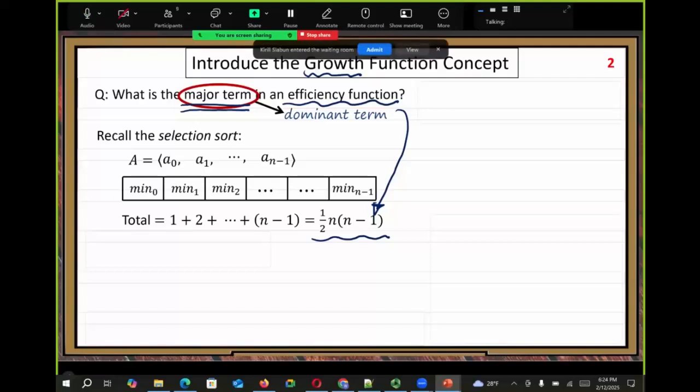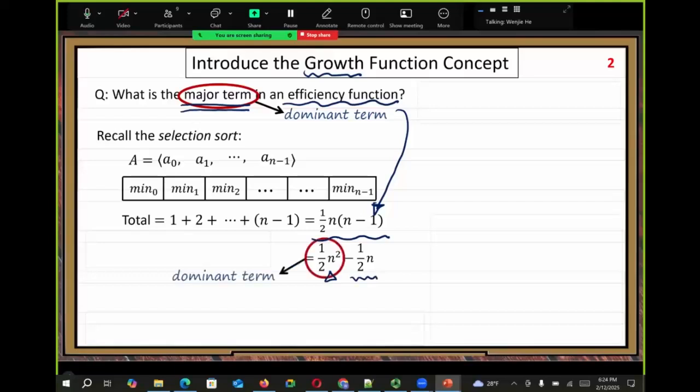And we can expand this function here into two terms. The first term is the dominant term, or major term. The second term is the minor term. And you can see the dominance easily. So how to see the dominance?